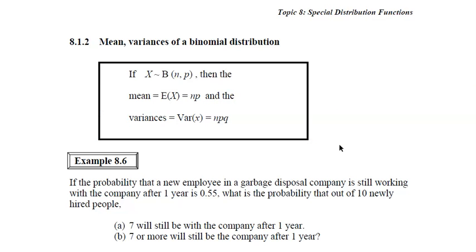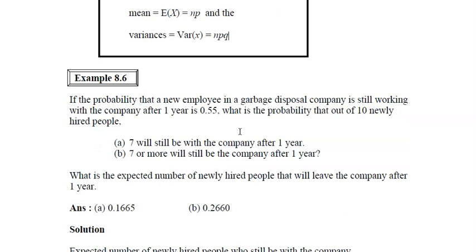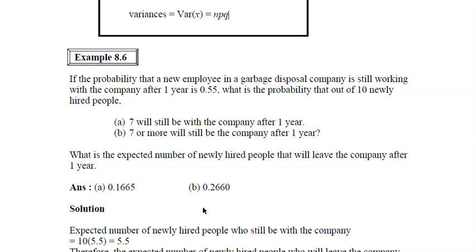Next, we will have the mean and variance of the binomial distribution. You may highlight this one. The mean is np, and the variance is n multiplied by p multiplied by q. Please highlight this too, because it is important and you are going to use it in subtopic 3. For example 8.6, there are already answers and solutions here.